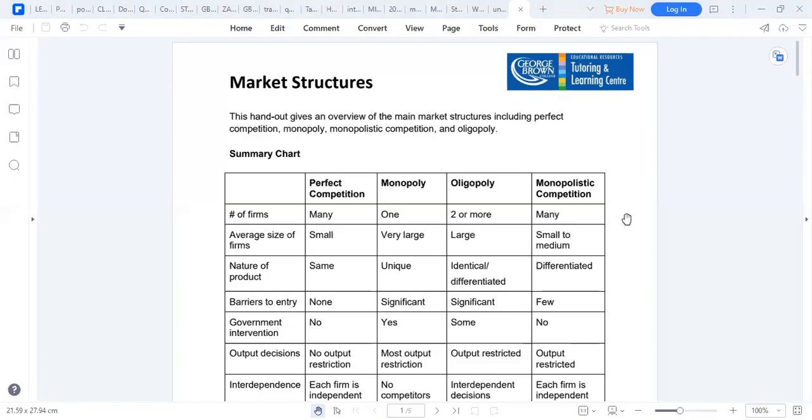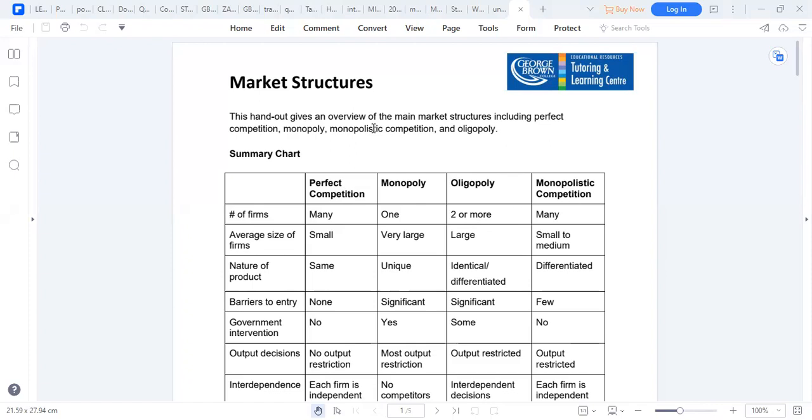Our class today will be on market structures. So in this class, we're going to look at our 4 key markets that are under review. So we have what is called the perfect competition, the monopoly, the oligopoly, and the monopolistic market.